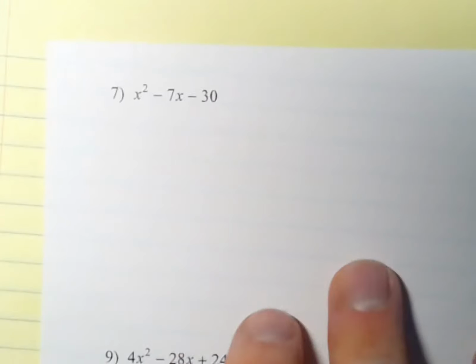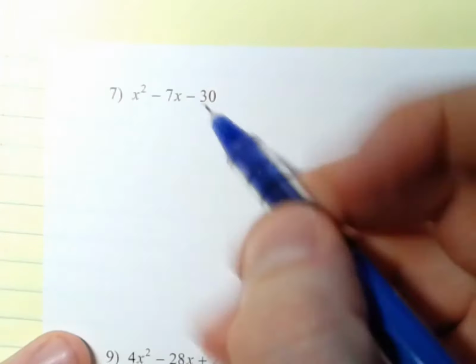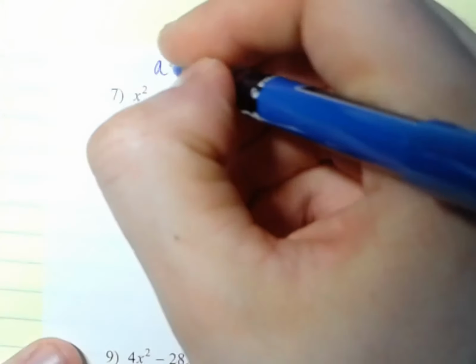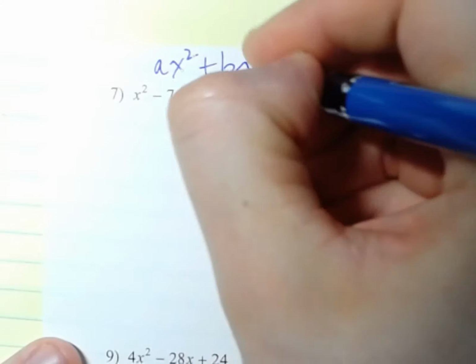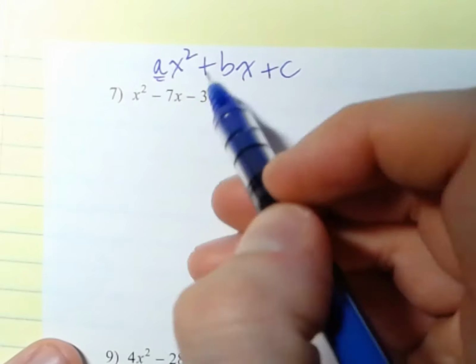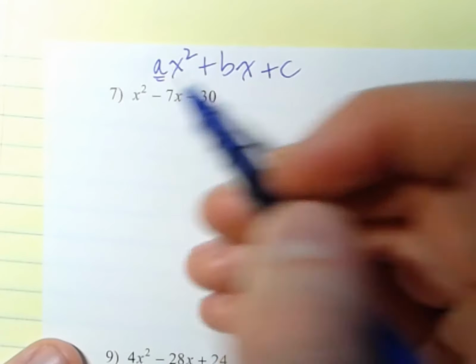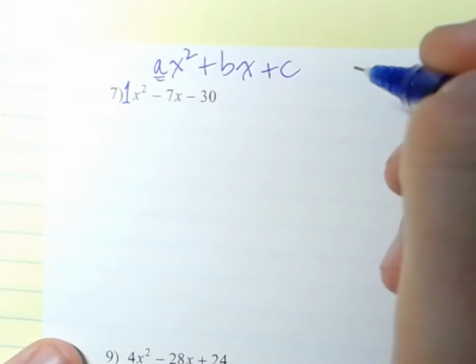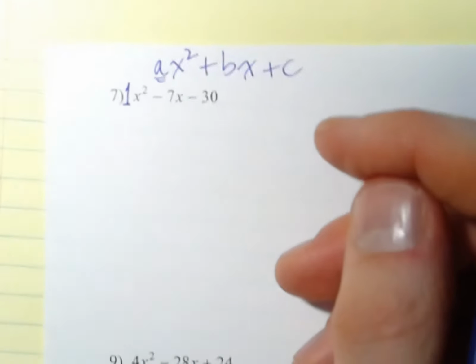Now we're going to do one where it's a trinomial with a equals 1. When I say a, I'm looking at ax squared plus bx plus c. I'm looking at this leading coefficient in front of the quadratic term being a 1. Indeed that's what we have, because that would be a 1 in front of the x squared, right?